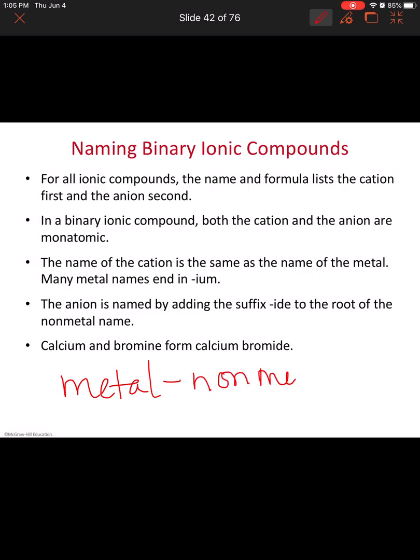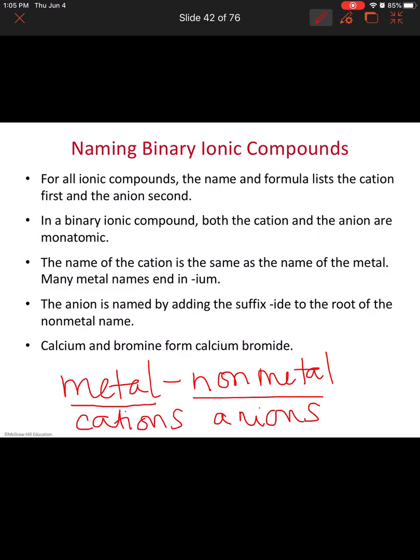So where do you find metals in the periodic table? On the left side, the blue ones, and the non-metals are to the right side of the zigzag line, and they are normally yellow in color. So ionic compounds form between metals and non-metals. For all ionic compounds, the name and the formula list the cation first and the anion second. Normally, metals form cations by losing electrons, and non-metals form anions by gaining electrons. So we normally write the cation, the metal, first and then the non-metal.